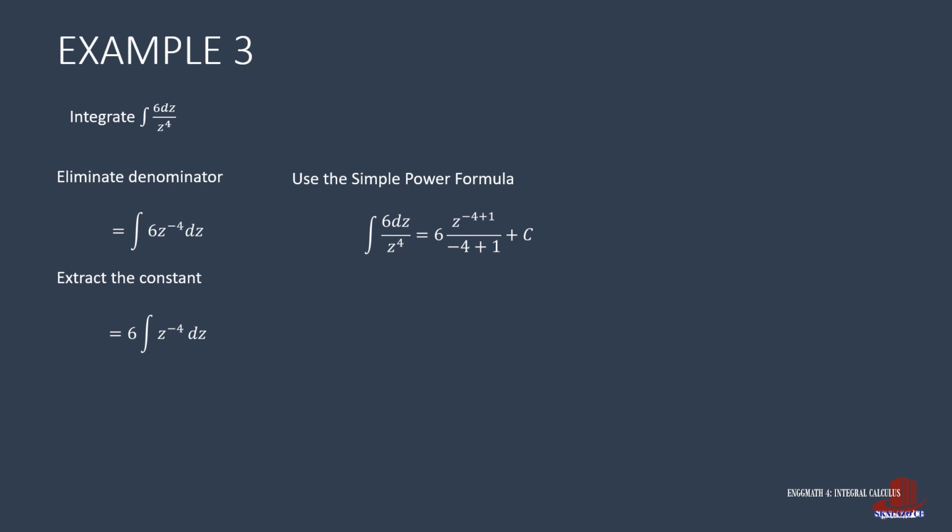Then again add the arbitrary constant. Simplify the term to have 6z raised to negative 3 over negative 3 plus c. Then reduce 6 and 3 to give negative 2z raised to negative 3 plus c. So the antiderivative of the function is negative 2 over z cubed plus c.